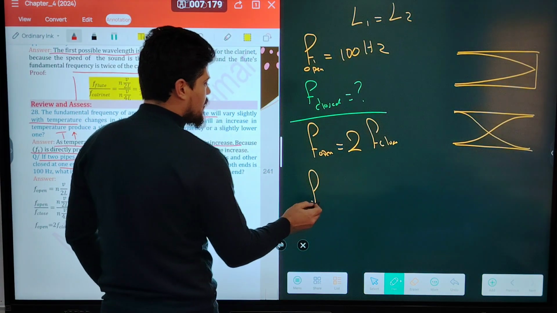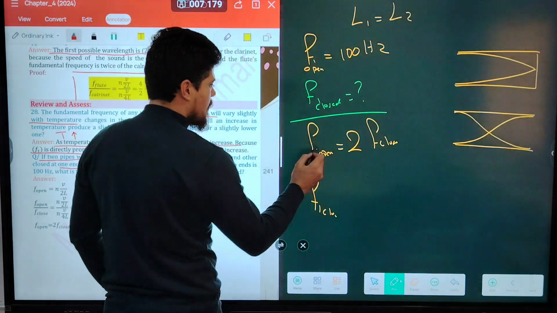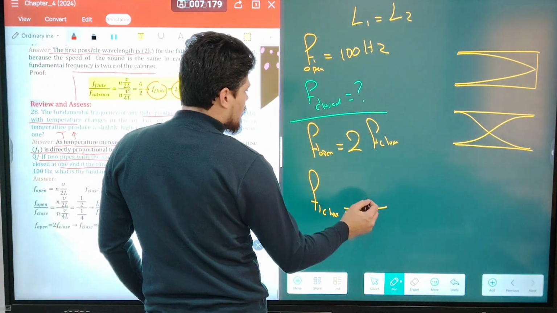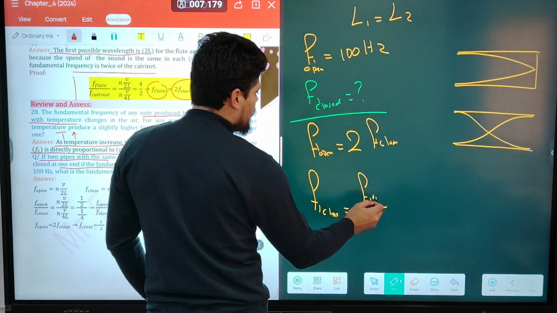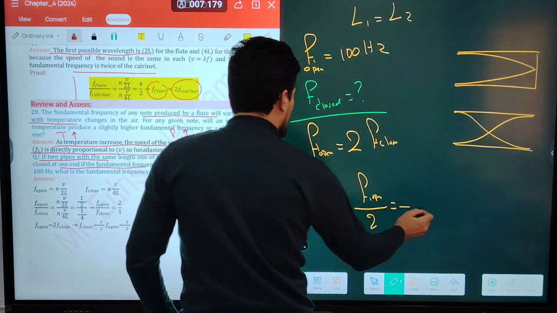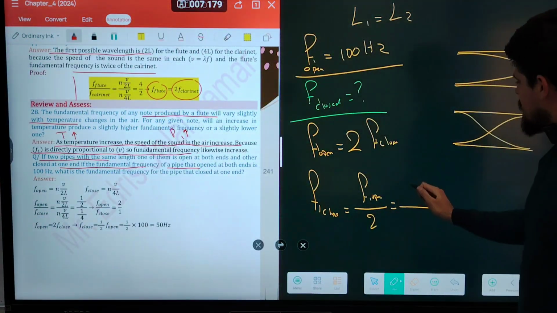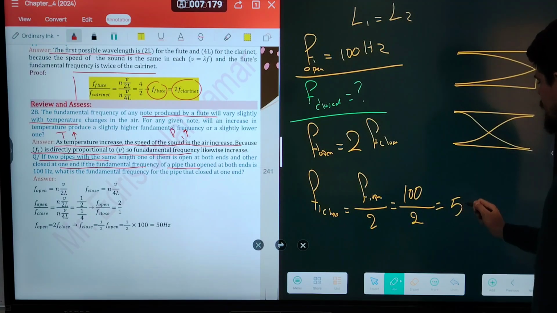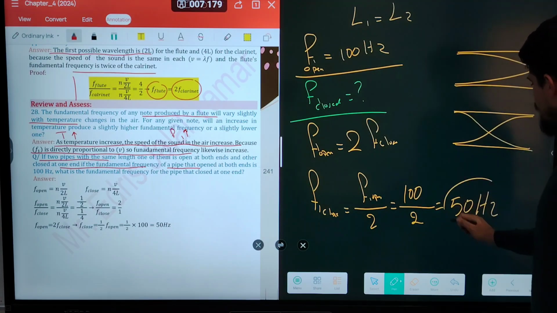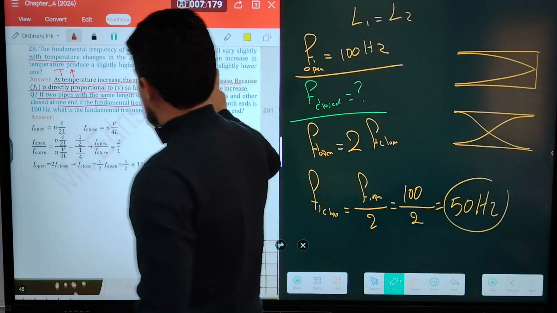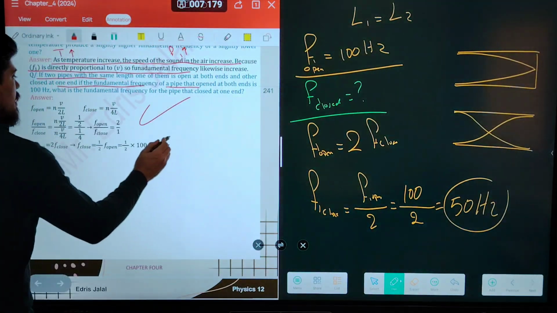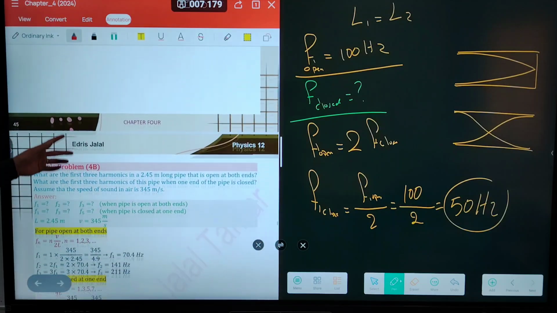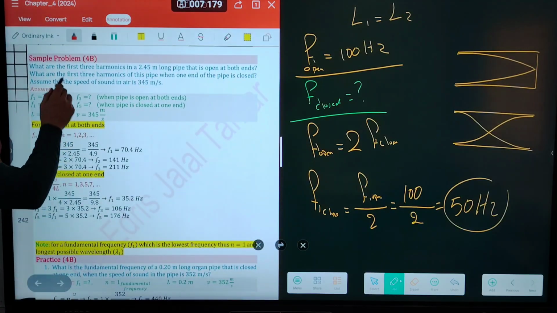What about F1 closed? F1 closed is equal to F1 open divided by 2. Do we have F1 open? Yes, 100 hertz. Divided by 2, it's going to be 50 hertz, and this is without a question, very important. The final result is 50 hertz.